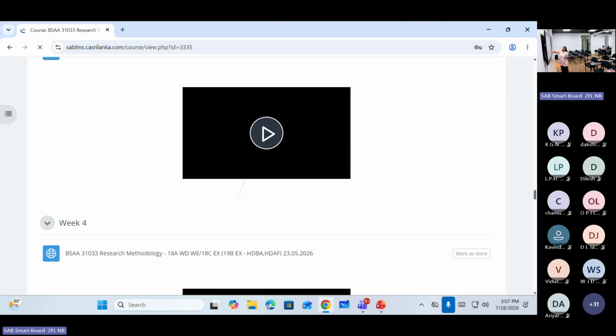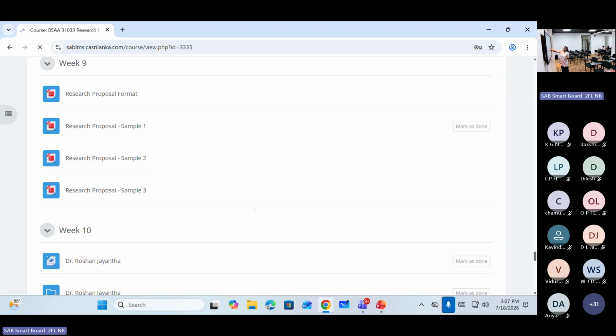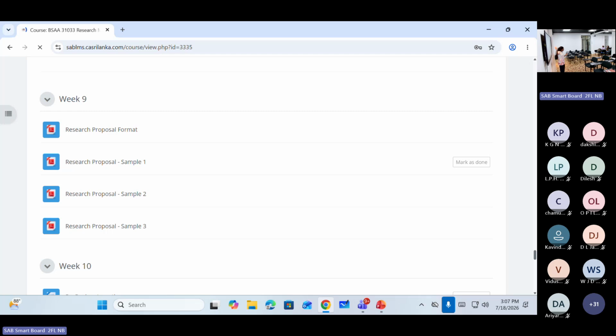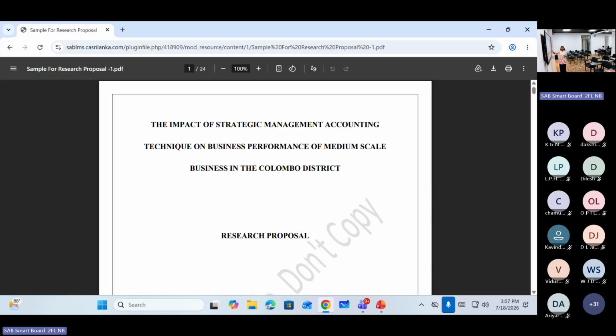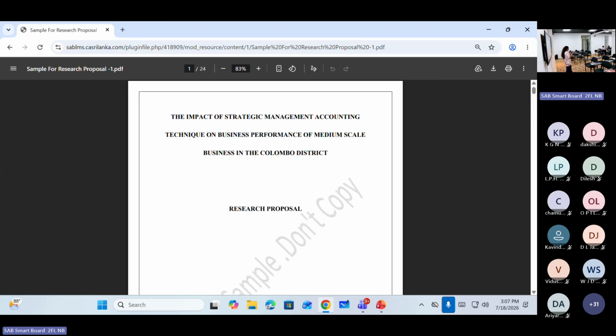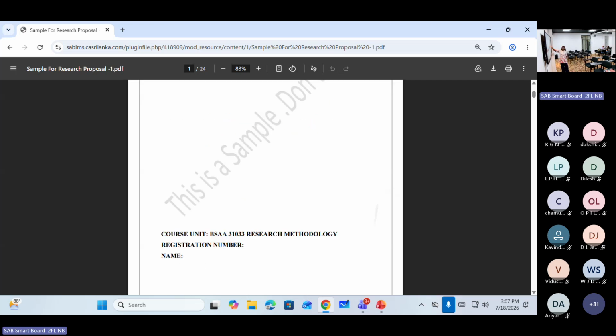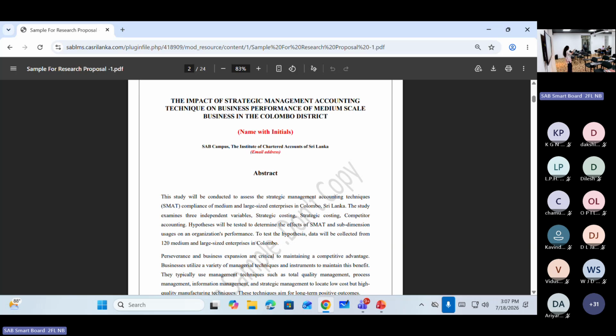In this page, look here, week number 9, the research proposal format is there and the research proposal sample is there. This is our sample, the sub-campus undergraduate research proposal sample. You have to adhere to these guidelines, and you can go through these samples and identify the way of developing. This is the standardized format, so you can't change even a single word. You have to adhere to the structure.